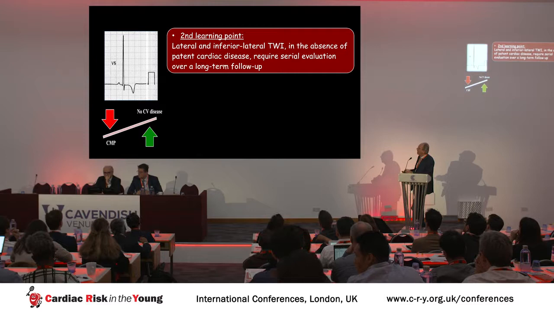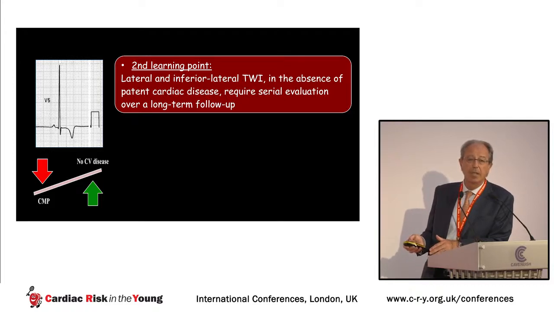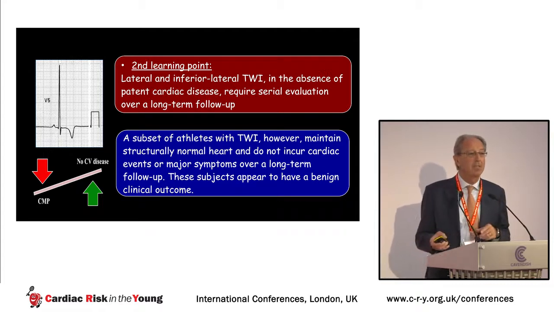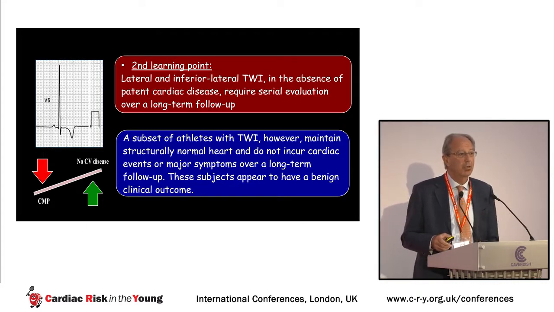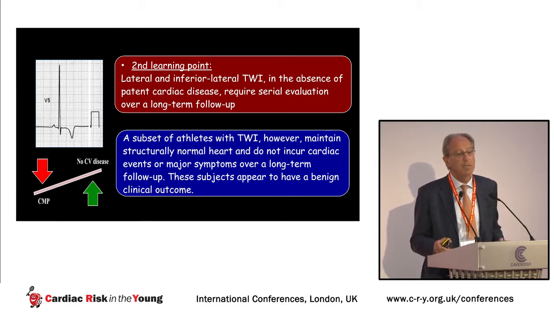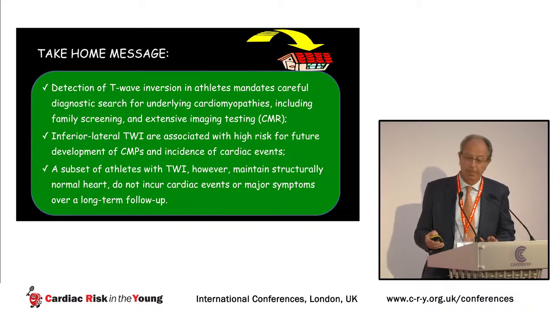And so the second learning point is that in case of an abnormal EKG, serial evaluation and serial follow-up is needed, because you can see in 2 or 3 or 4 or 10 years something that is not present at the first evaluation. Although there is a subset of these individuals who, over time, including long-term follow-up, remain with an abnormal EKG and do not develop a phenotypic expression of the disease. They do not develop hypertrophy. These individuals with abnormal EKG seem to have a benign clinical outcome. And that's it, okay?